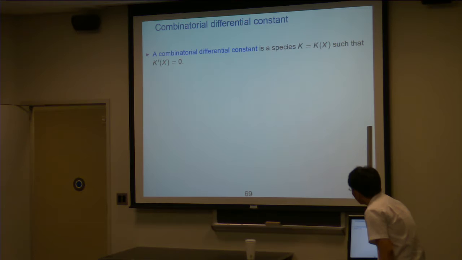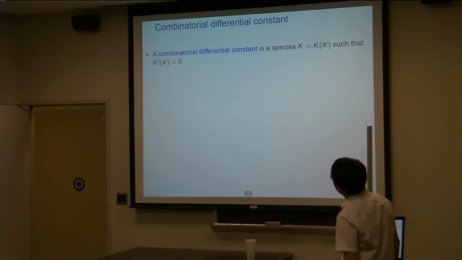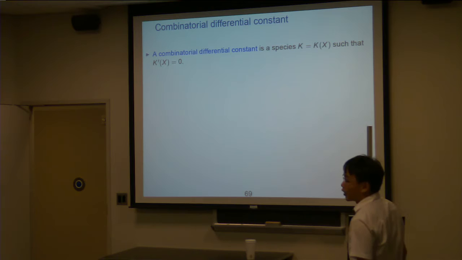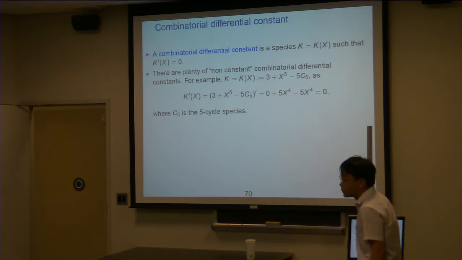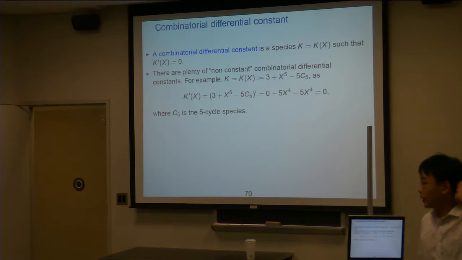So the next concept is the combinatorial differential constant. If the derivative of k is 0, then k is the combinatorial differential constant of x. Not of anything, but of this particular x here. The x is E1. K is called a constant. It's not x that is called a constant, it's k.